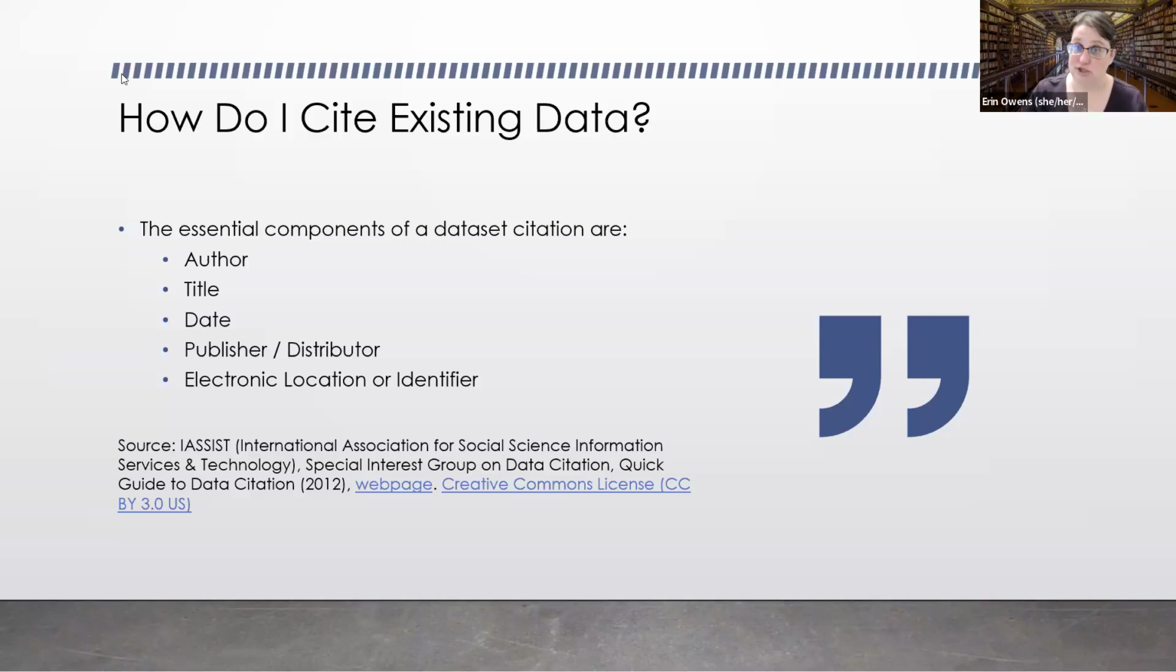The essential components for citing a data set is really very similar to what we would do to cite a book or an article or anything else. We want to be able to indicate the person who created it, a representative title, the date, the publisher or distributor, which in most cases for data is going to be the platform that's hosting it, the repository where we find it. And then some form of an electronic location or identifier, a URL, something like that.